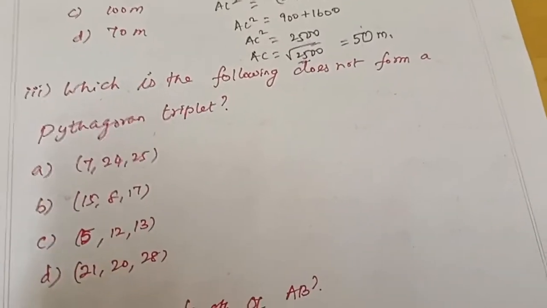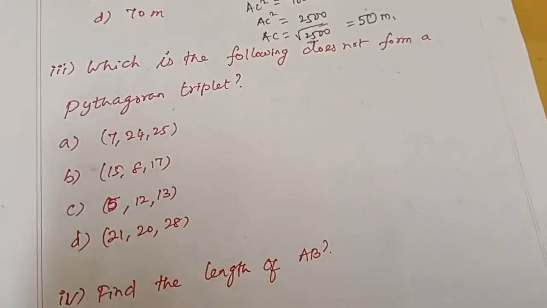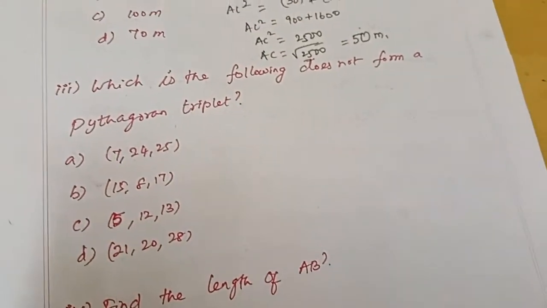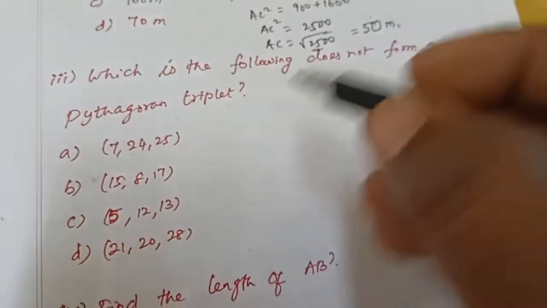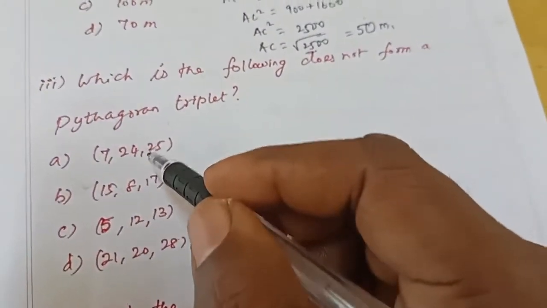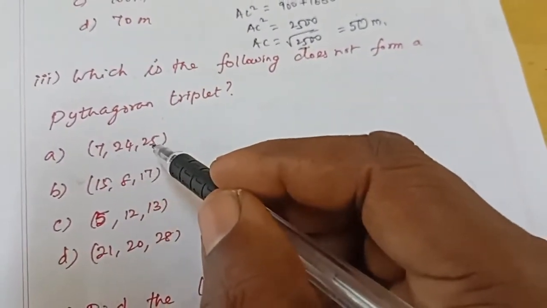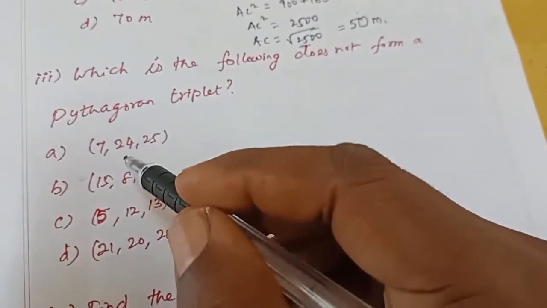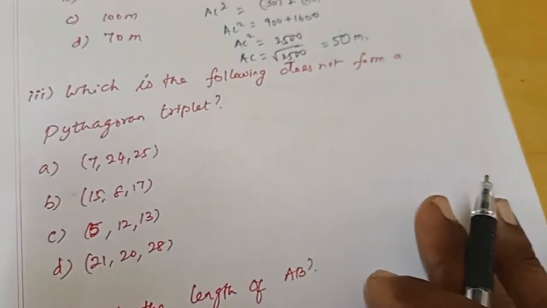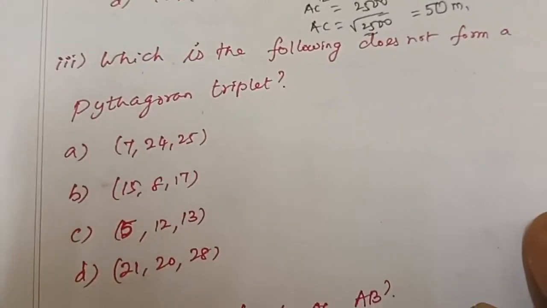Which of the following does not form a Pythagorean triplet? A Pythagorean triplet, in the sense that if you take the greater side and square it, it equals the sum of the squares of the remaining two sides, forms a Pythagorean triplet, and these three sides will form a right angle triangle.